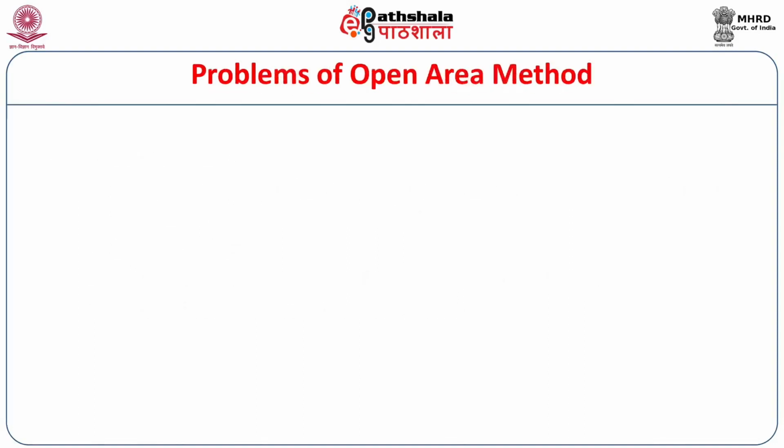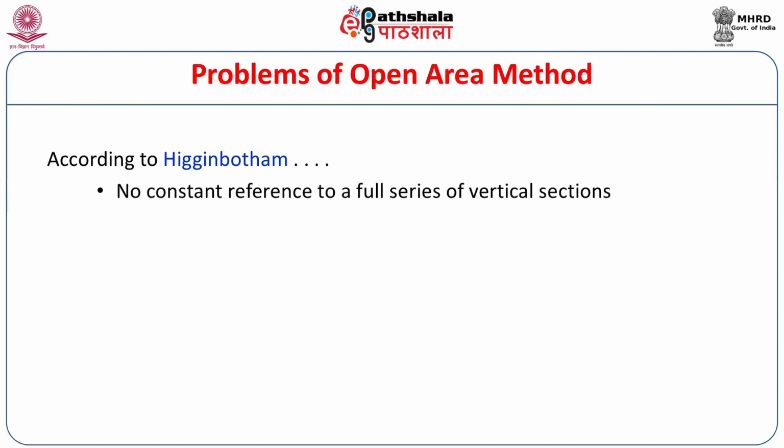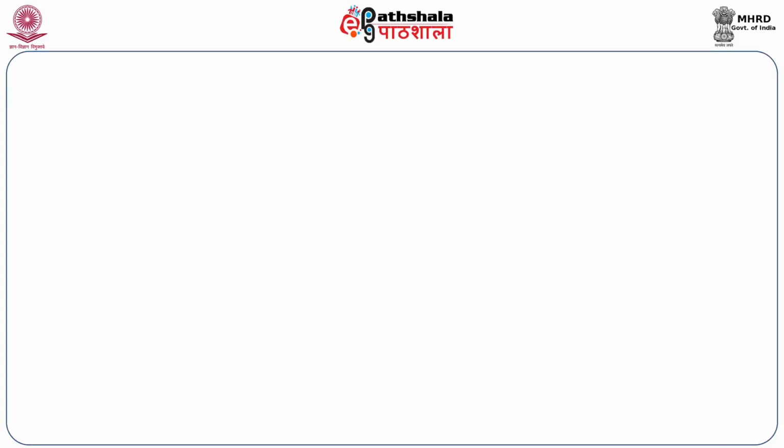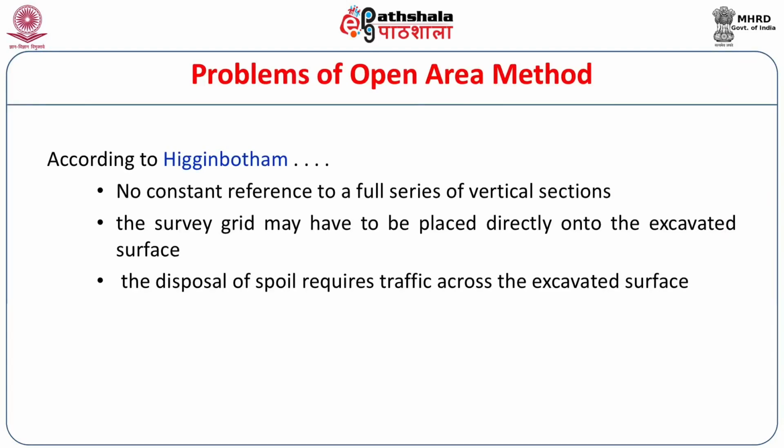And what are the problems of the open area method? There is one group of scholars who are also not happy with this open area method. According to Higginbotham, no constant reference to a full series of vertical sections exists in an open area method. The survey grid may have to be placed directly onto the excavated surface. So if you are doing some survey, you have to use the excavated surface for laying out the grid. That is again a disadvantage. You will be damaging something. The disposal of soil requires traffic across the excavated surface. If you have an open trench, people have to walk through a particular phase.